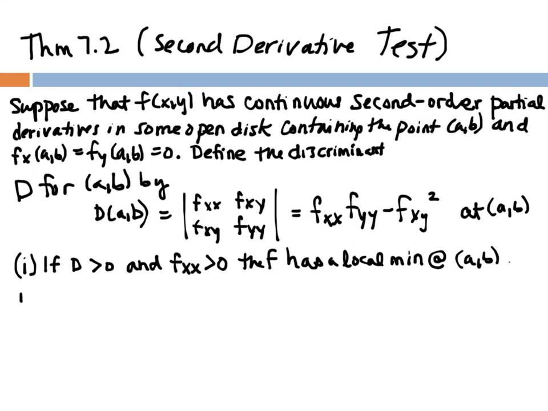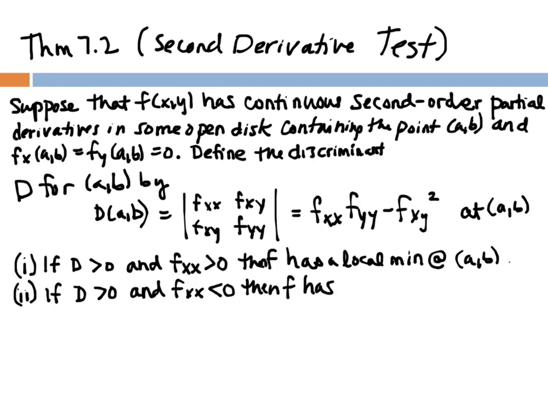And we could also have the discriminant being positive and f sub xx being negative. And if we did, then f has, what do you suppose? A local max at (a, b). Okay? So again, the picture looks like this now. It's an upside down kind of a parabola picture in your mind. Right? Second derivative means concave down. So we've got a maximum.